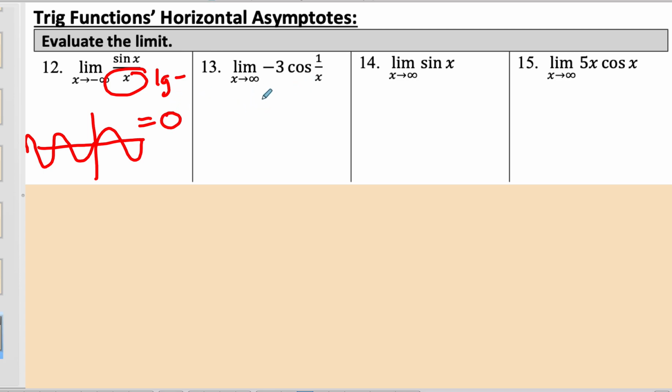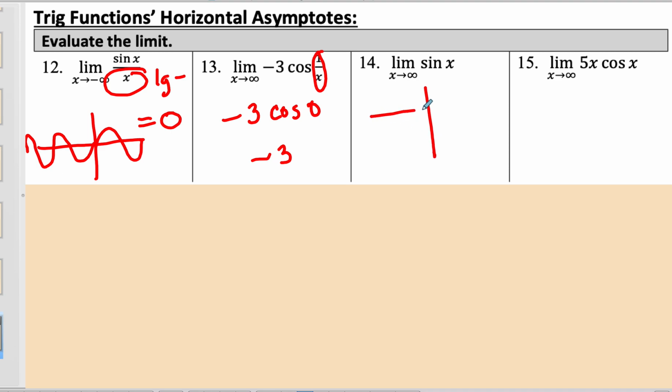Let's take a look at this limit. This right here is getting close to 0 because the denominator is growing very large. So this is getting close to cosine of 0, which means this will be -3.